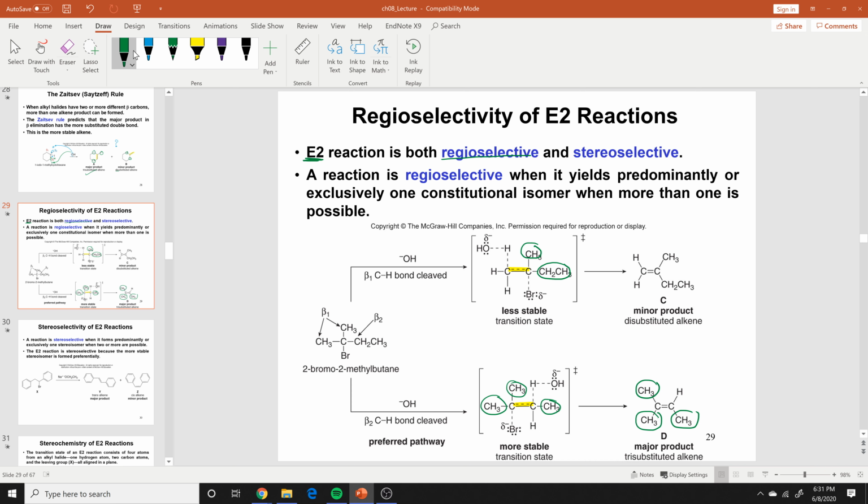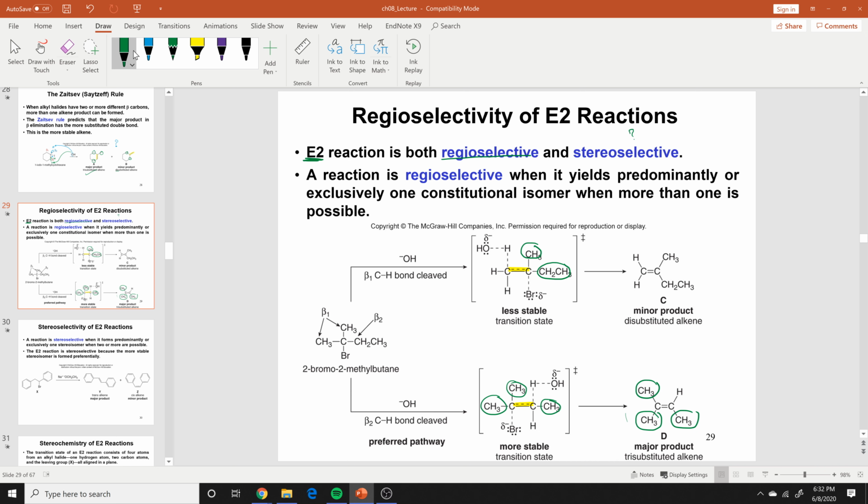So a regioselective reaction is a reaction where the product normally is predominantly the major product. You have more than one product and you choose a major product, and that will be your high percentage of product. This is what a regioselective is. Now, what is a stereoselective? Remember that we are making an alkene, and if you're making an alkene, there's a possibility you make cis and trans isomers in there.